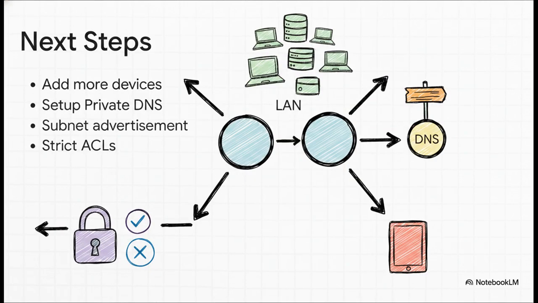Once you've got this solid foundation, you have an infinite runway to scale. You can toss in more devices, set up private DNS so you can use actual names instead of IPs, or even use subnet advertisement to reach an entire remote LAN through just one agent. Eventually, you can lock the whole thing down with granular ACLs.